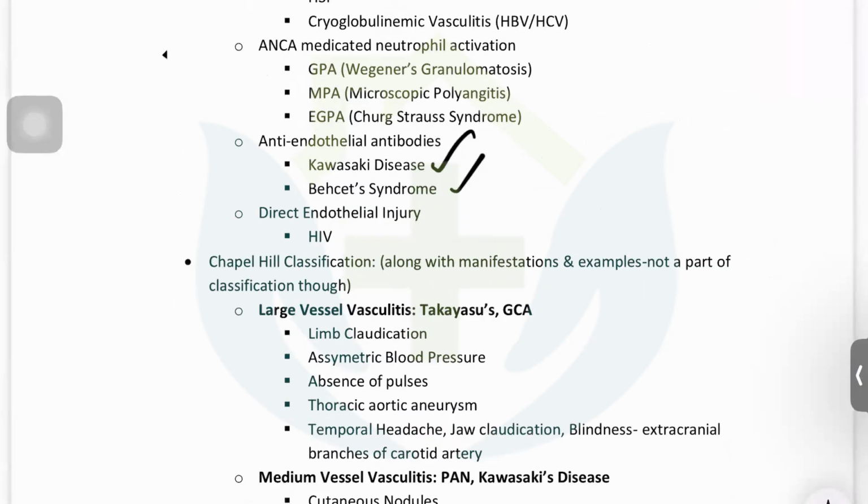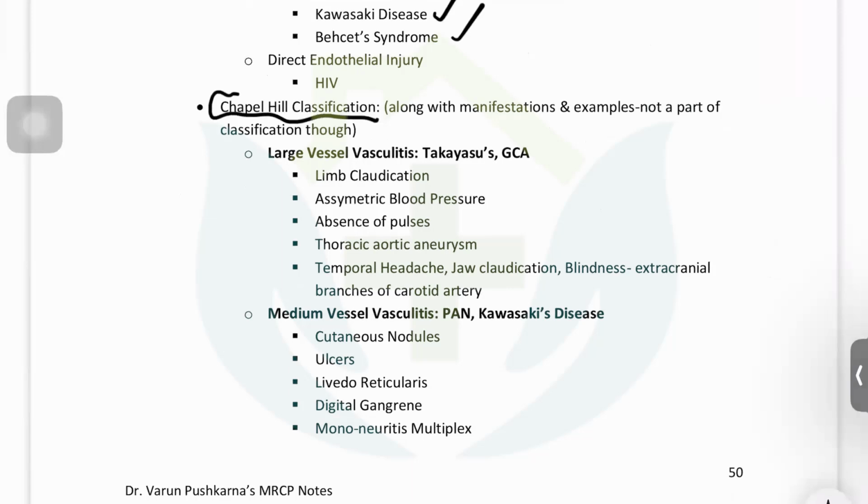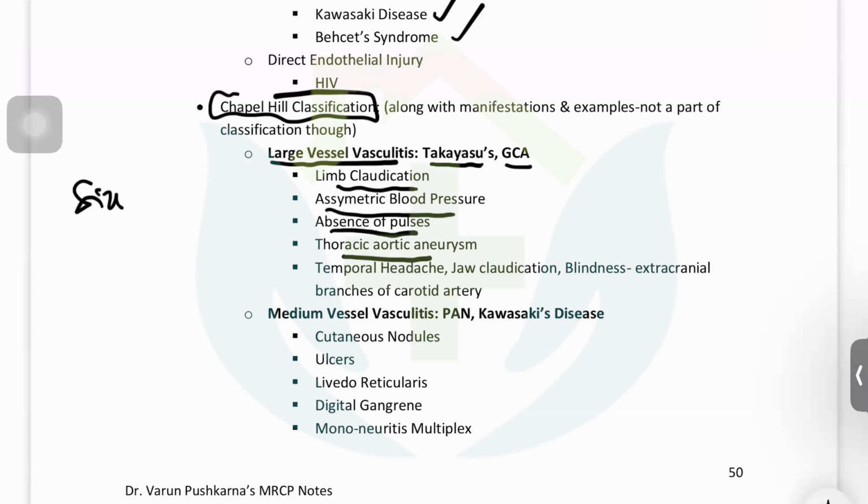And then comes the Chapel Hill classification, which is basically based on the size of the blood vessel that is involved. It could be large vessel vasculitis, for example, Takayasu, for example, giant cell arteritis, where the limbs can get gangrene, asymmetric blood pressure, absence of pulses, thoracic aortic aneurysm. So the large vessels are involved. Temporal headache, jaw claudication, blindness because of the extracranial branches of the carotid artery are involved.